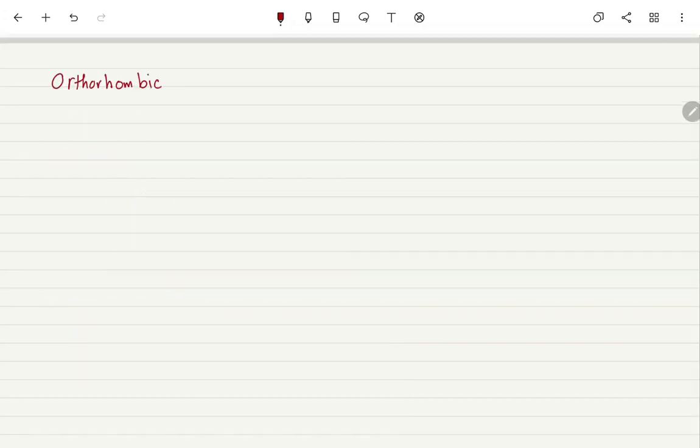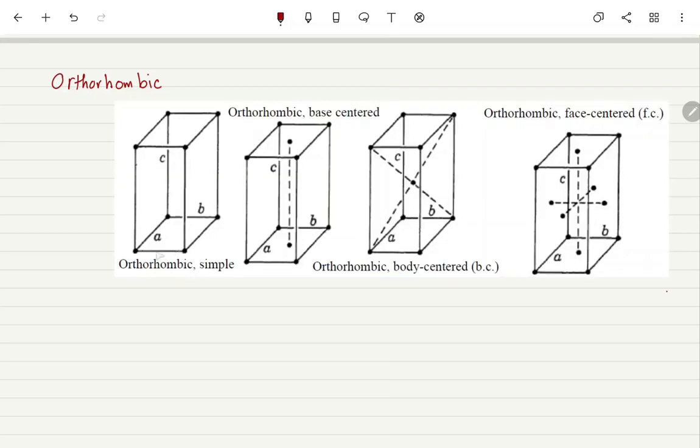Orthorhombic has 4 types of Bravais lattices: the simple one, base-centered, body-centered, and face-centered. Now this is the simple one, and A does not equal B, does not equal C, but the angles are 90 degrees. So A not equal to B, not equal to C, but alpha equals beta equals gamma equals 90 degrees.